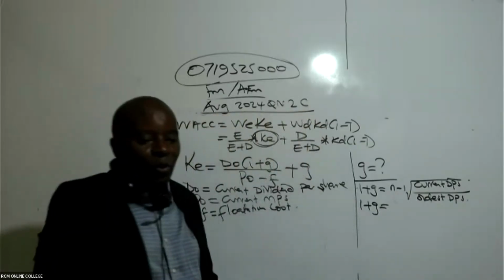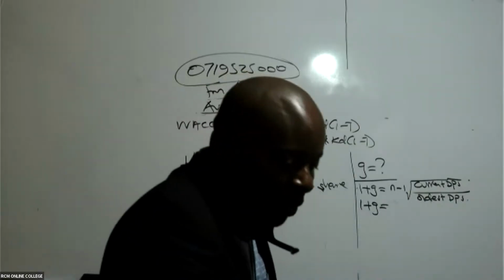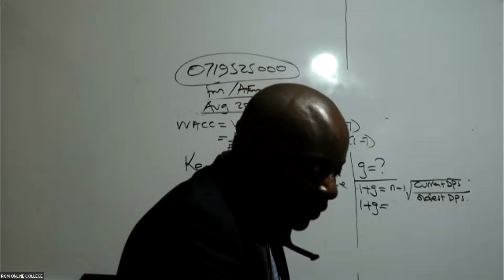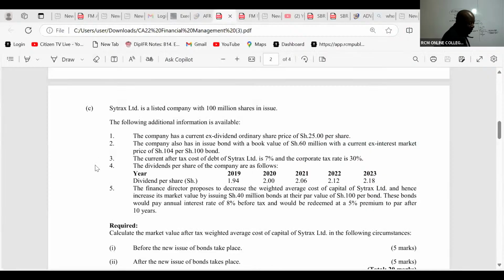Please see the question provided. They have given the dividend amounts. You can see in note number 4, the dividends per share of the company are as follows. From 2019, they have given us these dividend amounts. So now how many years do we have here? We have 1, 2, 3, 4, 5. These are 5 years.